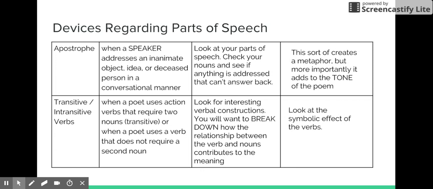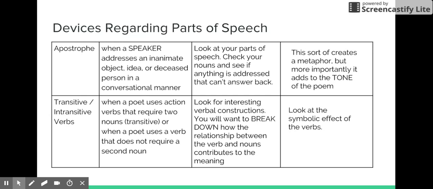Now we're looking at devices regarding parts of speech. And you have apostrophe, which is whenever the speaker addresses an inanimate object, something that cannot talk back to them, or a deceased person, in a conversational manner. And again, you're looking at nouns, so this is kind of, but it's not a nominal stress. You're looking for something that is not there. It creates a metaphor and affects the tone.